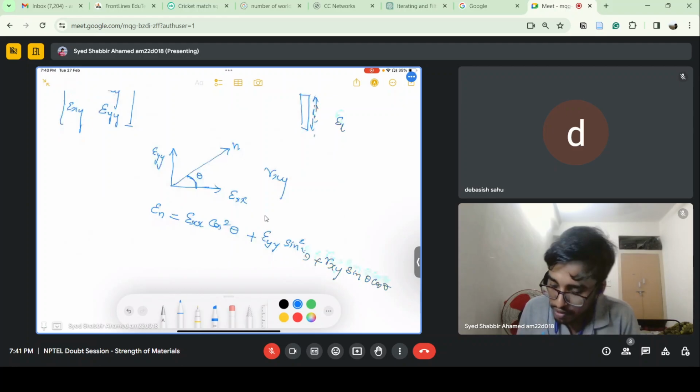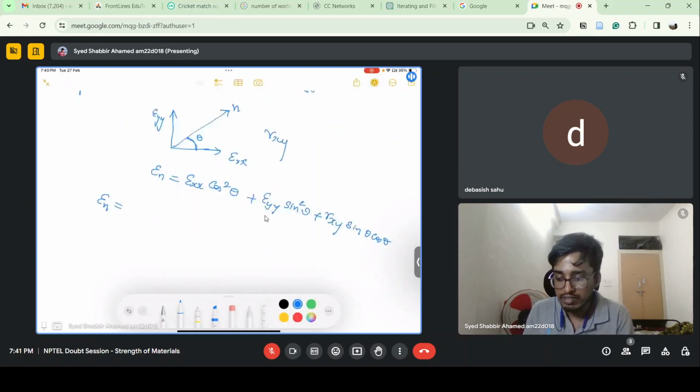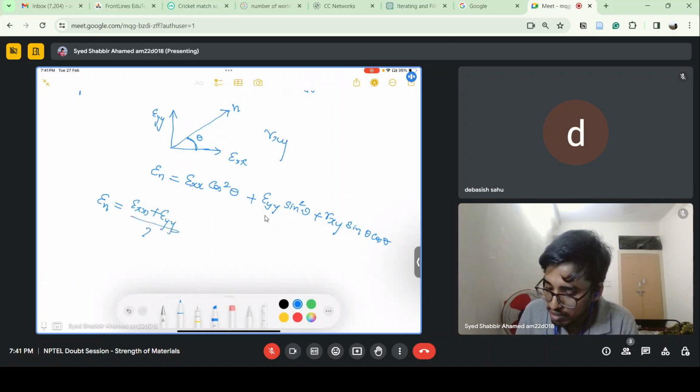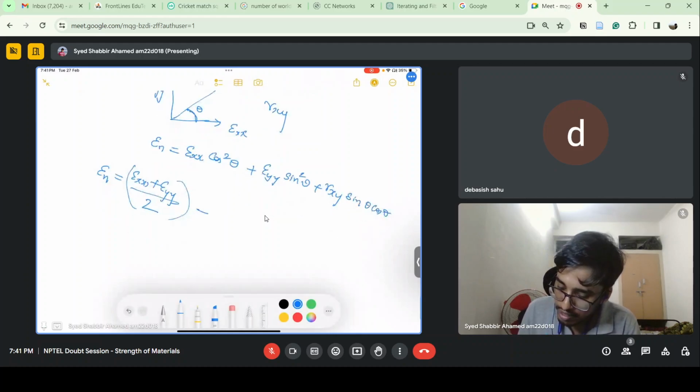This I can write using trigonometric properties like cos 2 theta equals 2 cos square theta minus 1. So if I write cos square theta, sin square theta and sin theta cos theta in terms of two theta angles, then I'll get this as epsilon xx plus epsilon yy by 2 plus, after substituting the cos 2 theta and interchanging the terms, I'll get this.